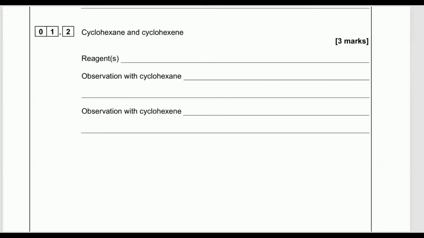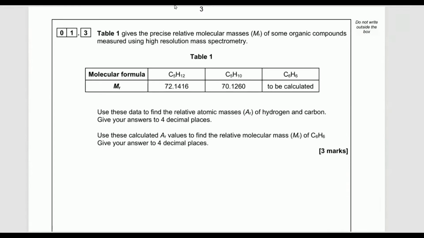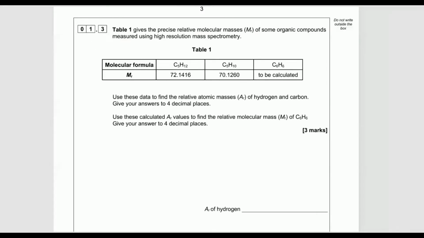It's 1.3, and this is a difficult relative atomic mass question. Slightly tricky, slightly different. Table 1 gives the precise relative atomic mass, Mr, of some organic compounds measured using high-resolution mass spectrometry. We've got a table here. Use the data in the table to find, first of all, the atomic mass of hydrogen and carbon. Give your answer to 4 decimal places.